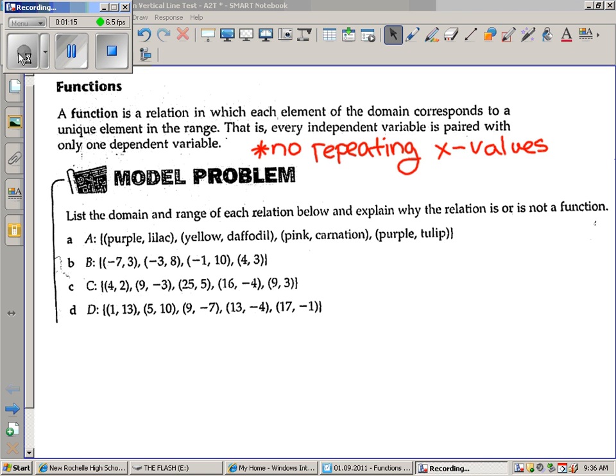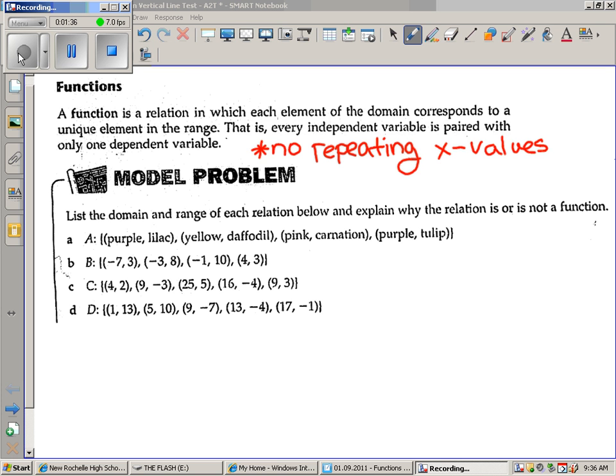So let's talk. List the domain and range of each function below. Explain why the function is or is not a function. We're not going to really list the domain and range. You guys are good at that. Domain are which values? The x values. The range is the y values. We're not going to waste time doing the domains and ranges, but we are going to look at these and decide if each is a function or not.